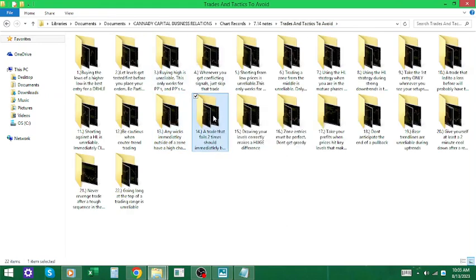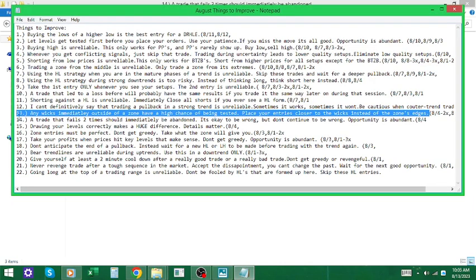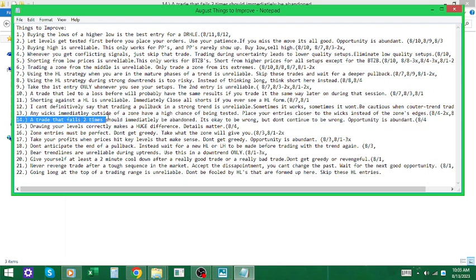So let's move on to 14. Two-thirds of the way through, we've got 8 more to go. Very important lessons, so let's talk about them. Now, 14. A trade that fails 2 times should immediately be abandoned. It's okay to be wrong. It really is. That's part of the market. That's going to happen sometimes. But don't continue to be wrong. That's not what you want to do.